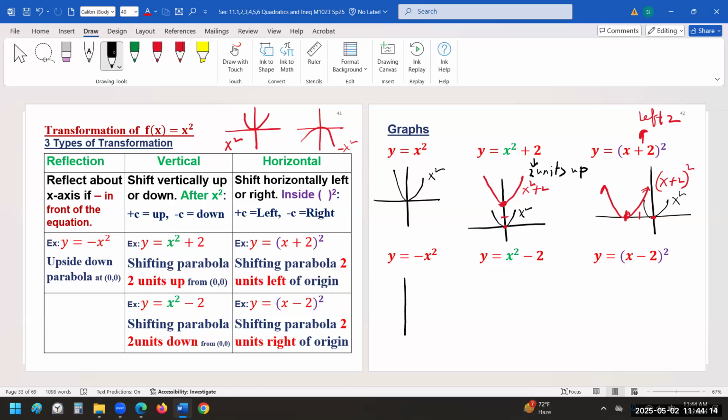Take a look at this one. Negative x squared means which type of parabola? Upside down.